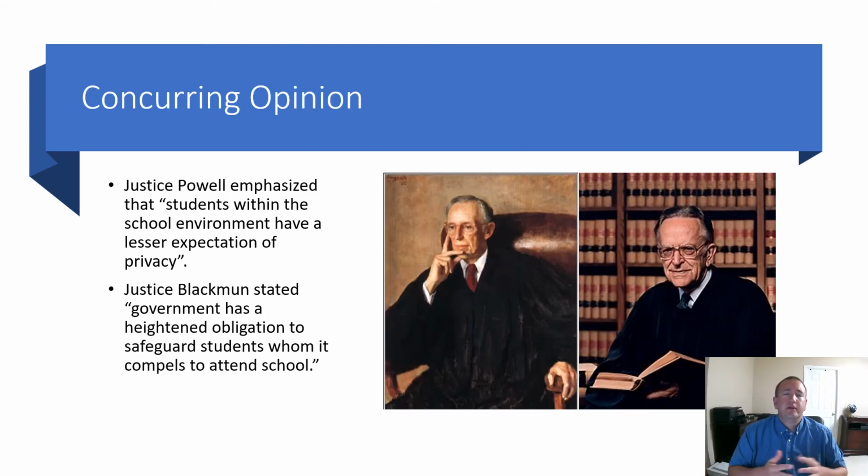So the concurring opinion. These are the justices that agreed with the majority's opinion. However, they wanted to emphasize a different point. So you had Justice Powell. Justice Powell emphasized that students within the school environment have a lesser expectation of privacy. So they don't have the same level of privacy as adults in the general public. Justice Blackmun stated that government has a heightened obligation to safeguard students whom it compels to attend school. So the schools have an obligation to keep them safe. So in order to do so, they may have to conduct searches if they believe that drugs are being sold at school.